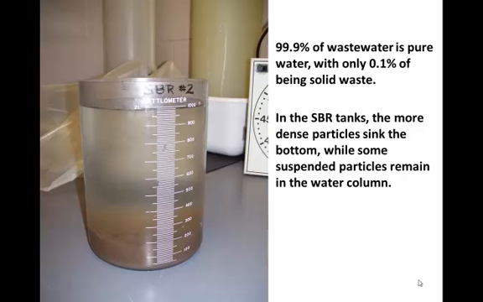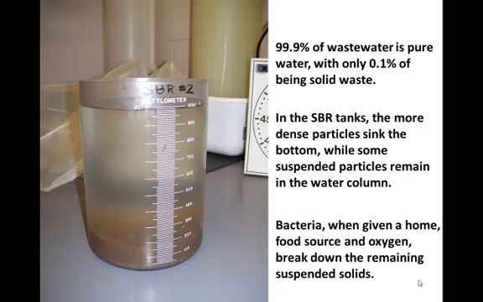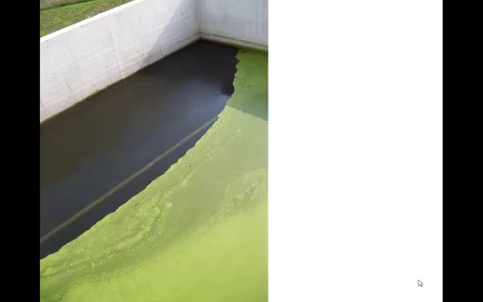Bacteria, or bugs, and other microorganisms are the true stars of the secondary treatment process. In the SBR tanks, bacteria are given a home, a food source, which is the waste, and oxygen provided by the plant. These bacteria then consume most of the remaining suspended particles. When the bacteria have consumed most of the suspended particles in the top level of the SBR tanks, the now clean water is sent to the post-EQ tank.